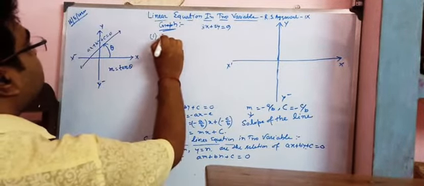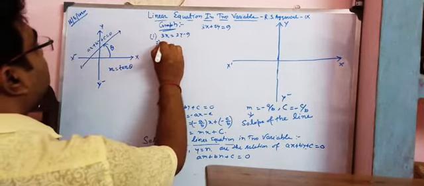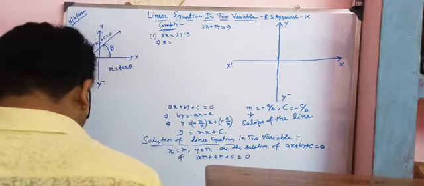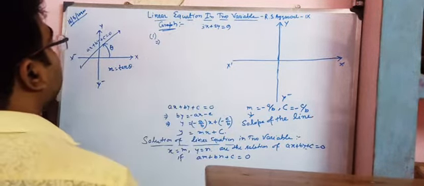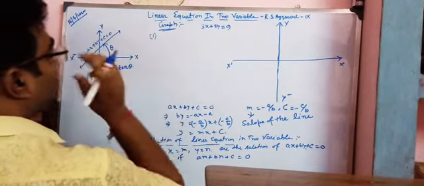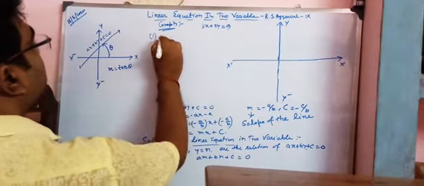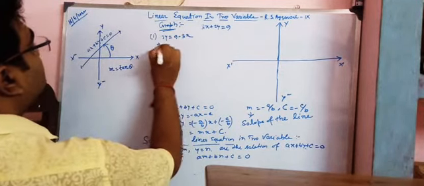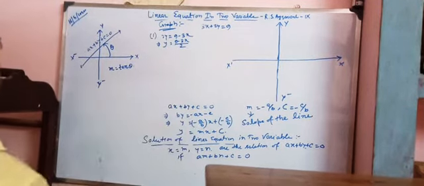First step is to express 3x is equal to 2y minus 9. That means we have to express y in terms of x. Actually, I always suggest you express y in terms of x. So from here we are getting 9 minus 3x, so y is equal to (9 minus 3x) by 2. So this is my value of y.